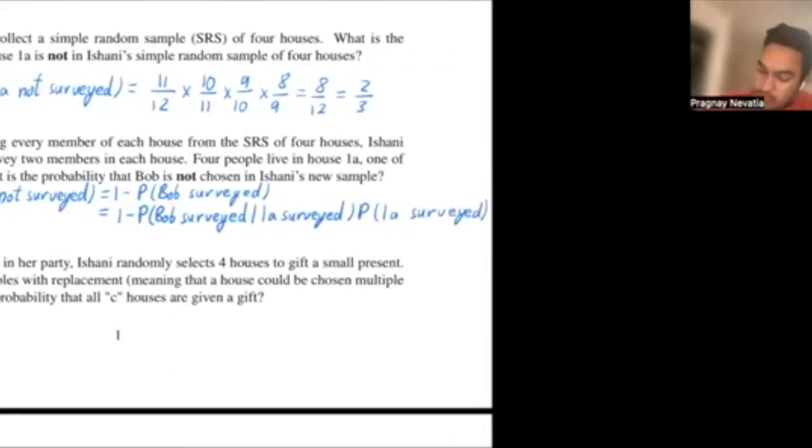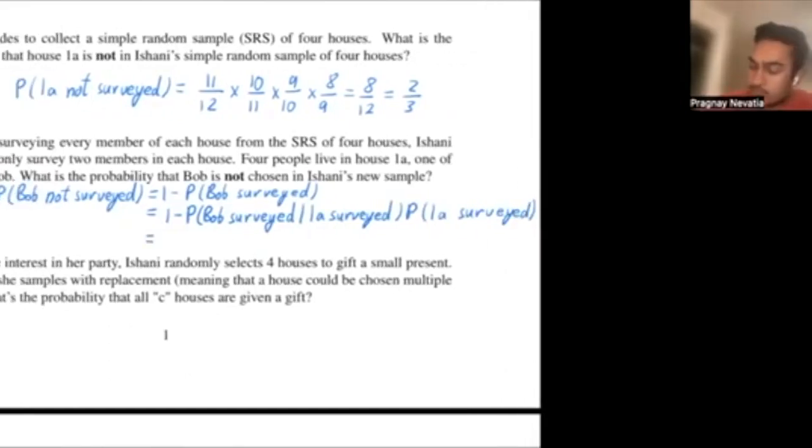Okay, so now let's finally put in some numbers. So again, you have the 1 minus, and then if 1A is surveyed, and since 1A only has 4 people, out of which 2 are going to be chosen, there is a 1/2 probability of Bob being chosen in that sample, just because there's two members to be chosen, and there's 4 people in the house.